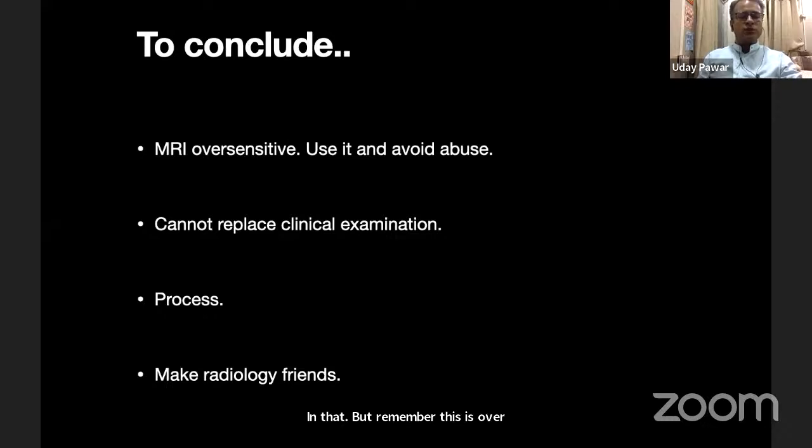You should always know clinically, and you should also know that most asymptomatic patients also might show some degenerative pathologies, so don't label and diagnose them based only on the MRI. As I said, it cannot replace your clinical examination, and it's always a process of surgeons getting used to seeing and reading their own MRIs with the help of your radiology friends. Thank you.